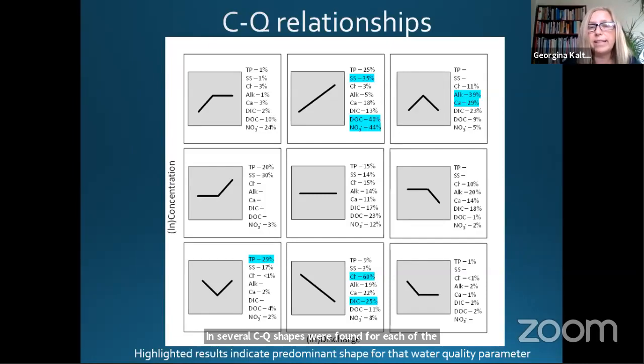So for suspended solids, dissolved organic carbon, and nitrate, we found an increasing pattern, an enriching pattern. For alkalinity and calcium, we found an increasing and then decreasing pattern. For total phosphorus, we found a decreasing and then an increasing pattern. And excuse me, for chloride and dissolved inorganic carbon, we found a decreasing pattern.